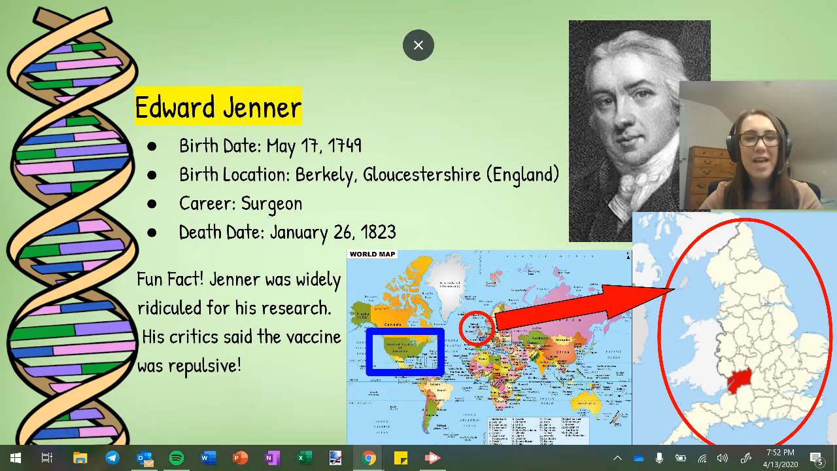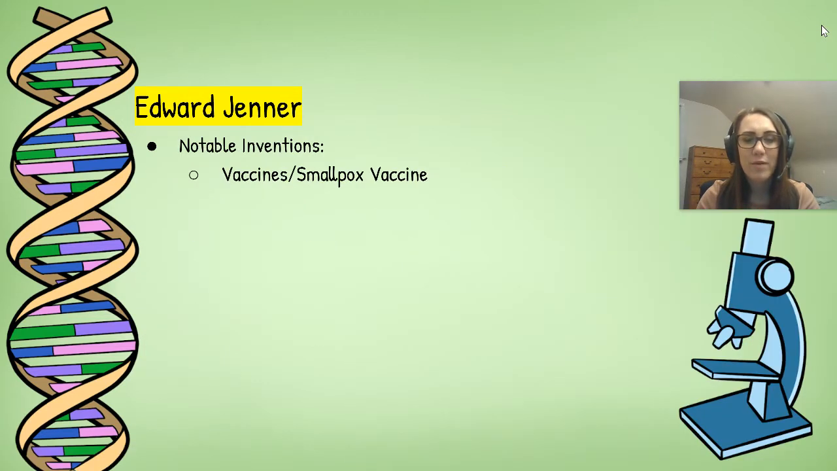Edward Jenner was actually a surgeon. He lived from 1749 to 1823. And I'm about to give away what he discovered, but Jenner was really, really ridiculed for his research. People made fun of him a lot and said that the vaccine was repulsive. And I know you're probably thinking, how is the vaccine so repulsive? Well, let's take a look and find out why people might have thought that was true at the time.